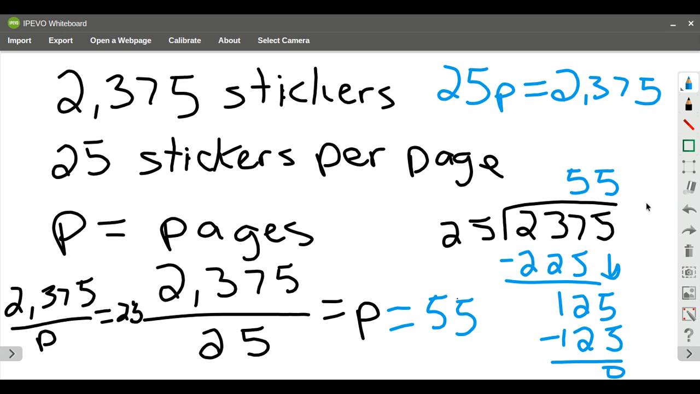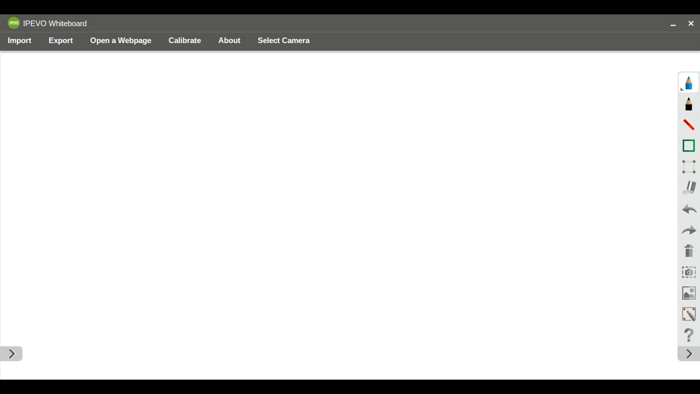The other thing that we have in common is that to solve for both of these equations, we need to divide 2,375 by 25. So that's the other thing that makes these two equations alike: I'm using division to solve both of these problems. Okay, let's move on and take a look at your guided practice.